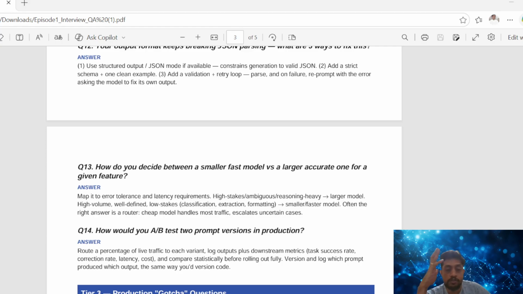For example, a support triage system uses a small fast model to categorize tickets like billing, technical, or other. That is low stakes and high volume. Drafting the actual customer-facing response uses a larger model, since wrong tone or facts have a real cost. This right-sizing aspect is very important in interview questions. When you go to an interview, you need to exactly differentiate between a cheap model and a larger model, and where each will be used.